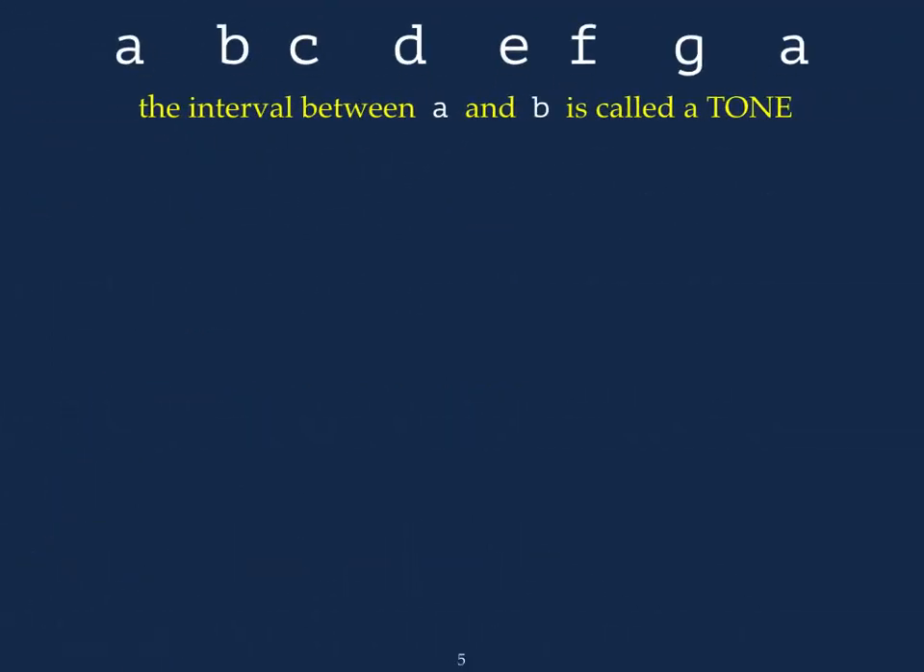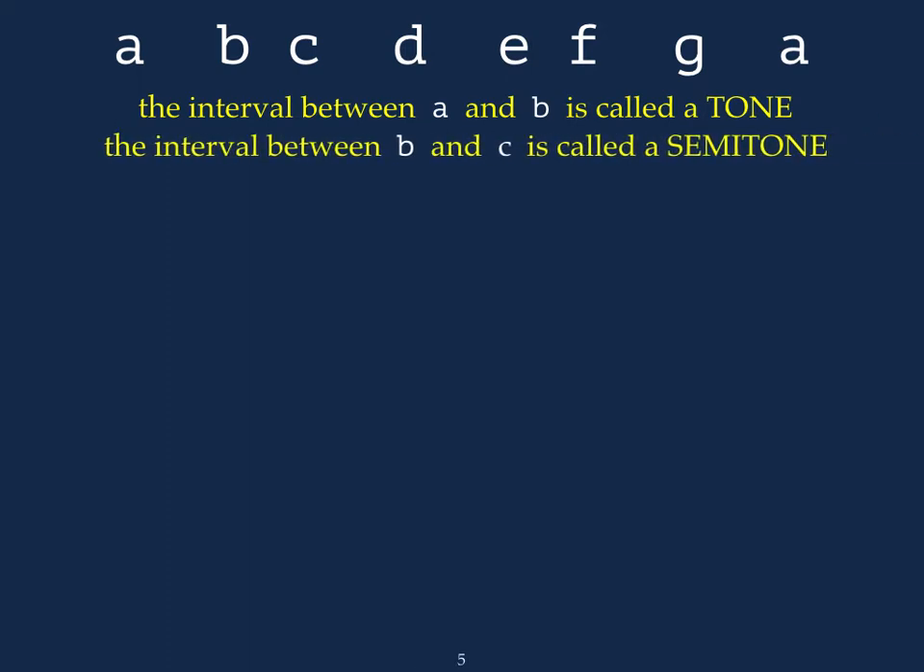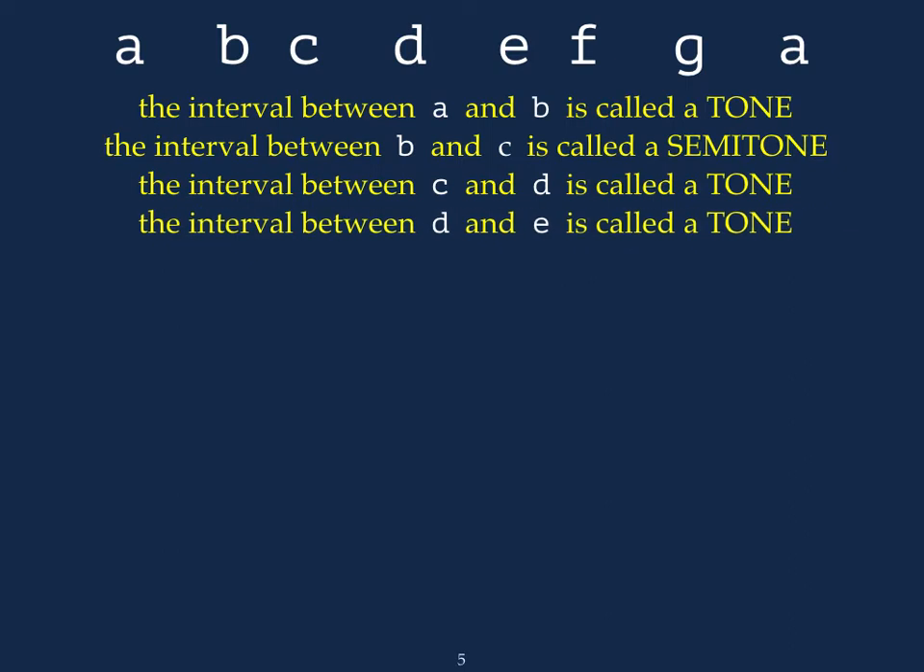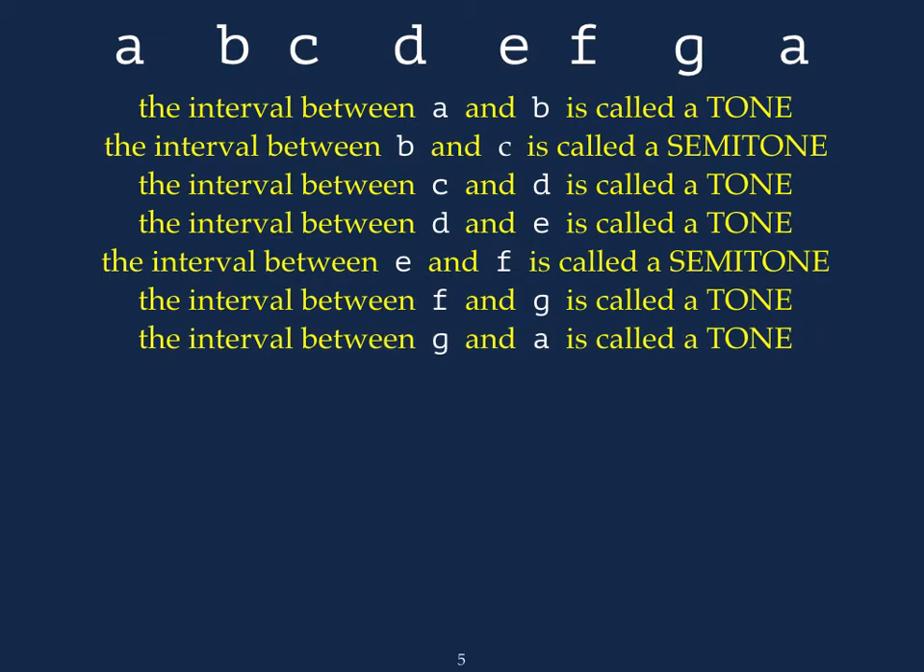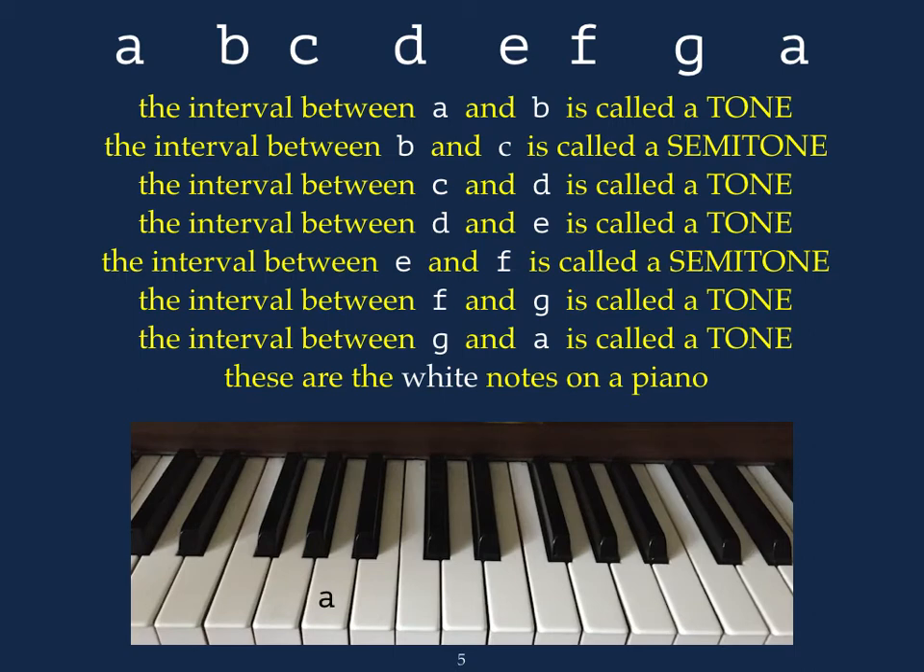The interval between A and B is called a tone. The interval between B and C is called a semitone. Between C and D it's a tone, and D to E is a tone, but E to F is another semitone. Between F and G it's a tone, and between G and A we have a tone. These are the white notes on a piano: A, B, C, D, E, F, G, and back to A.